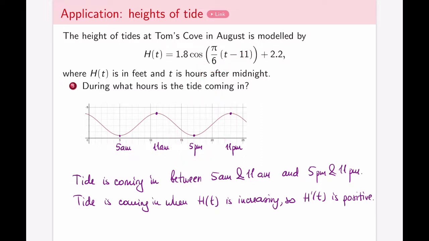Now, of course, the question can be phrased in the opposite direction. For what hours is the tide going out? And that will give us the other time periods. I mean, on the graph here, the one I can see fully is between 11 a.m. and 5 p.m. Of course, that means that the height of tide is decreasing, which means that the derivative on this region is going to be negative.